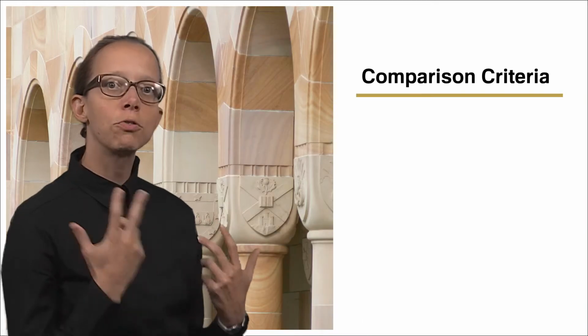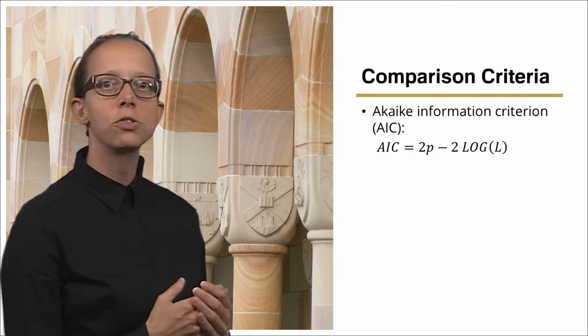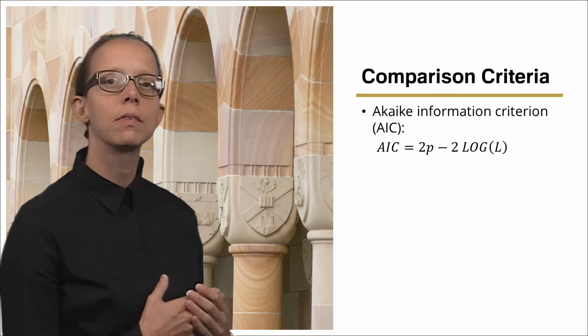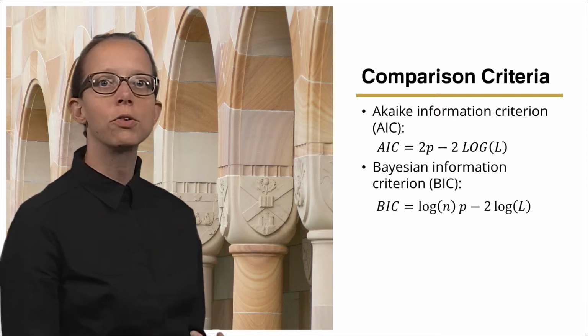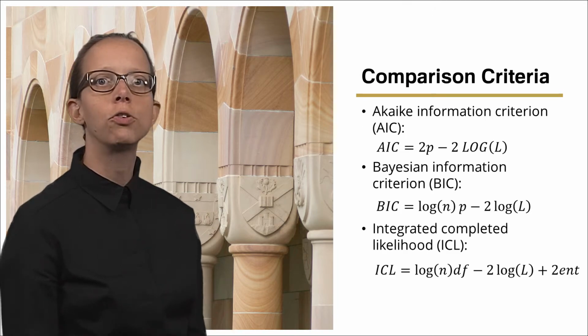The finite mixture model we estimated was for one particular number of market segments, but we do not know that this is the true number of segments or the best number of market segments to choose. To select a good number of market segments to extract, we can calculate finite mixture models for a range of numbers of segments and compare them. There are three commonly used comparison criteria. The Akaike information criterion, or AIC, the Bayesian information criterion, or BIC, and the integrated completed likelihood, or ICL.